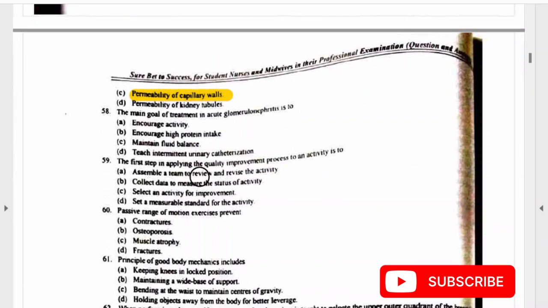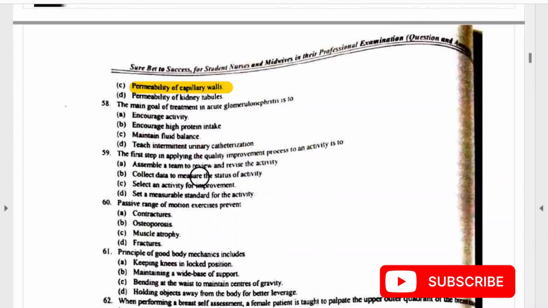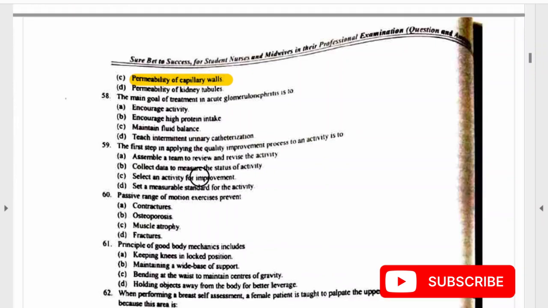58. The main goal of treatment in acute glomerulonephritis is what? Please take a good look. I don't think you even need to spend time here. It's actually to maintain fluid balance. That's the main goal of treatment.